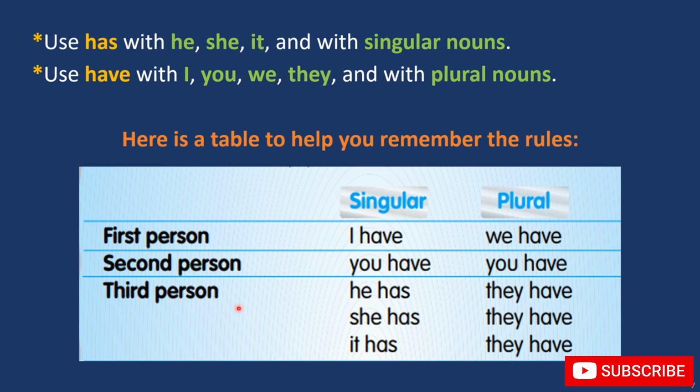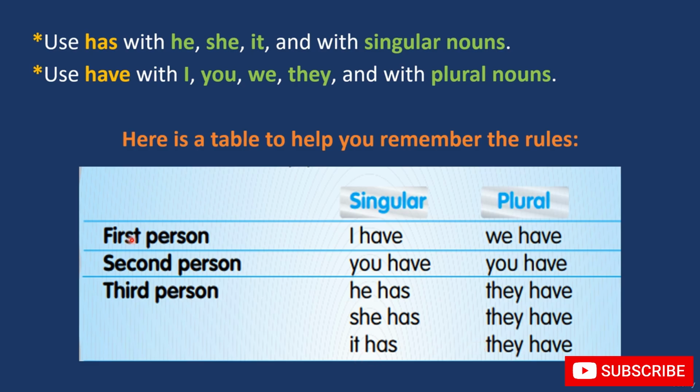The third person, we speak about the absent, the persons who are not with us, or things also, like the word it, which is not with us now. So I say he has, she has, it has, all of them singular. What about the plural? They have, and instead of it has, we say they have.